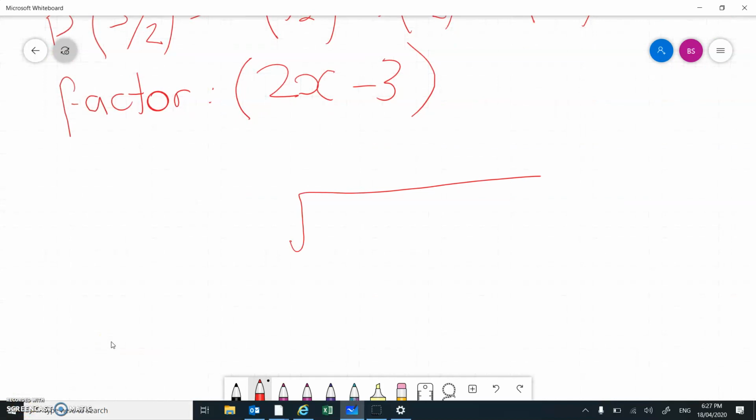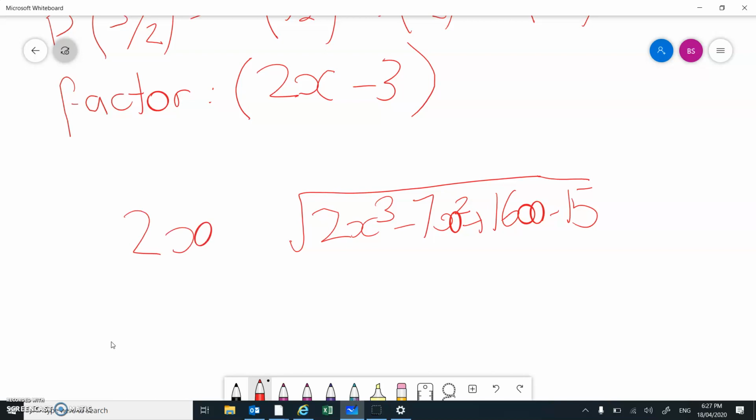So if we do long division, we get 2x cubed minus 7x squared plus 16x minus 15, divided by 2x minus 3. I apologize, my pen is playing up. Please make sure your working looks better than mine. So we say 2x to the power of 3 divided by 2x. What is that? It is x squared. It doesn't look like an x squared, but pretend it does.